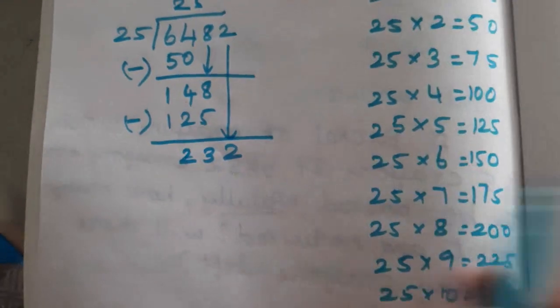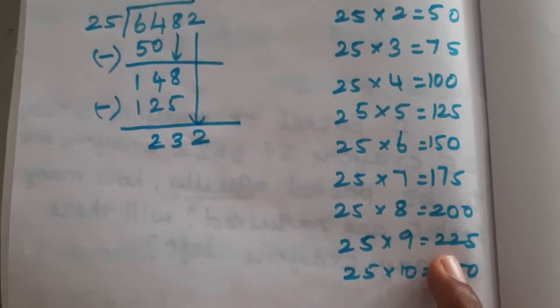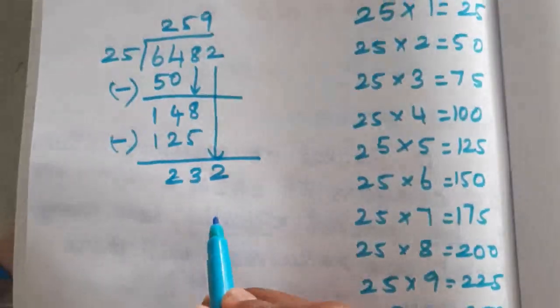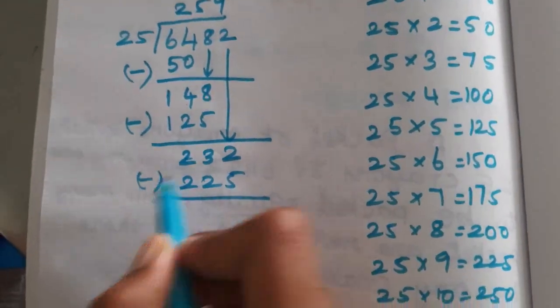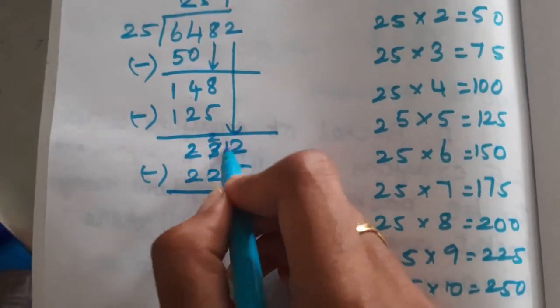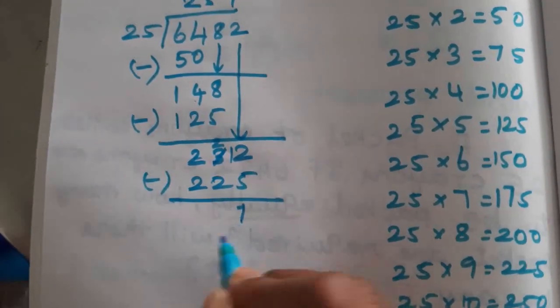232. Is 232 in the table? No. Nearest to 232, 9 times 25. What is the answer? 225. So subtract that number. 2 minus 5 is not possible, so we have to get help from the next one. It's changed to 12. The answer is 7.